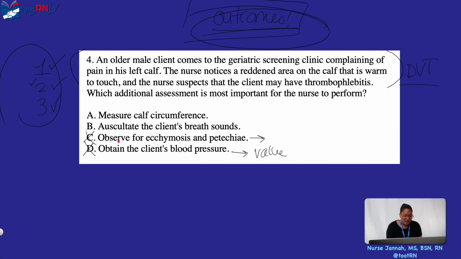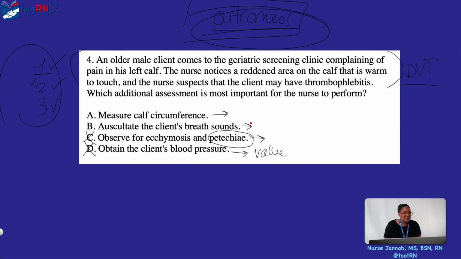Does that do anything for the client in this DVT that you think they have? No. And by the way, petechiae, we can see that in a fat embolus, but we wouldn't expect that in blood. So now we're left with A and B. We could measure the calf circumference, or we can listen to their breath sounds. So thinking about those outcomes, we want to make sure that we're understanding where that's going to bring us. What should we do?